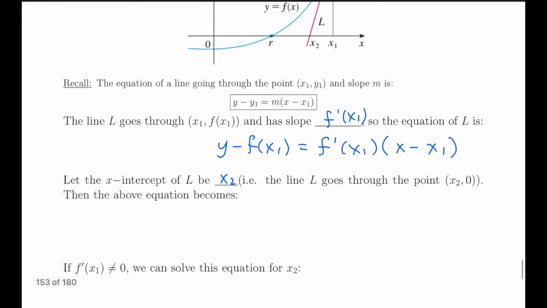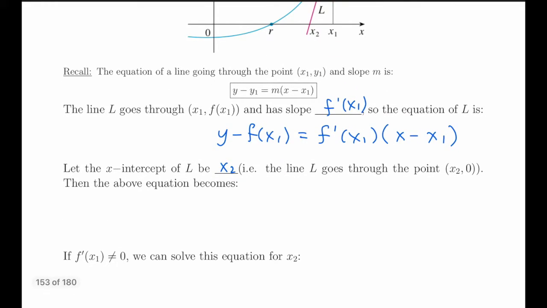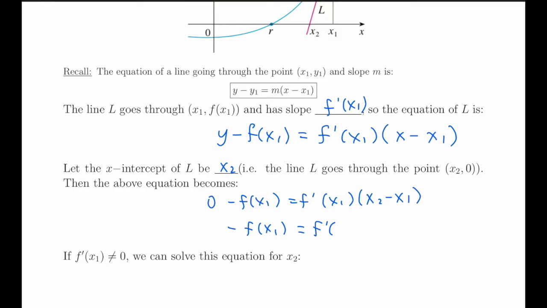So let's do that. Let's plug in 0 for y and x2 for x. And now we're going to solve for x2. That'll give us a formula for x2 in terms of x1. We have minus f of x1 is f prime of x1 times x2 minus f prime of x1 times x1.